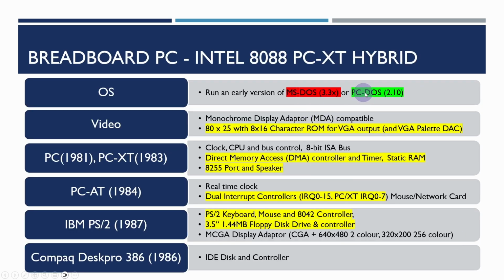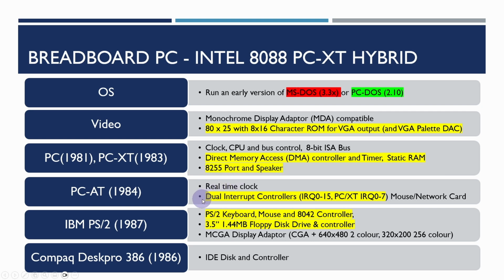So we're trying to run PC DOS 2.10, 2.11, that works okay, but later versions of DOS don't. The video is monochrome display adapter compatible, however some of the timing has been updated for VGA output, so it'll actually work with modern video equipment. And there's also a VGA palette and digital analog converter that needs to be initialized. We are using static RAM, but that does mean that some of the tests in the diagnostic ROM, which are testing out dynamic RAM in particular, and also some other things to do with the parallel port and speaker are slightly different.